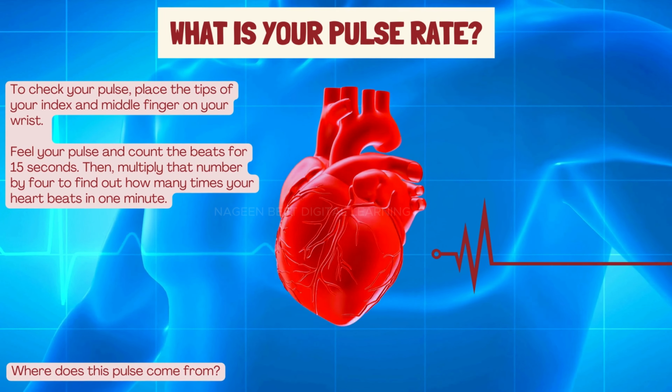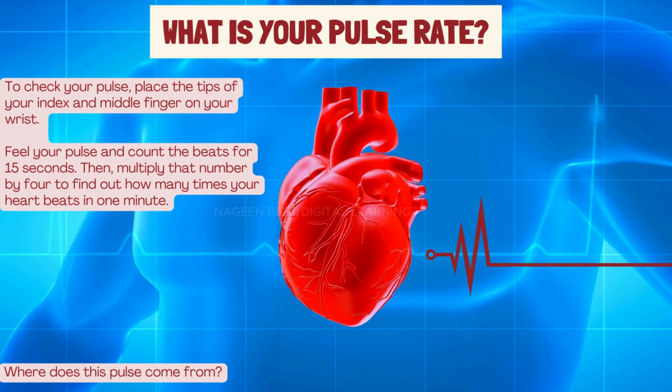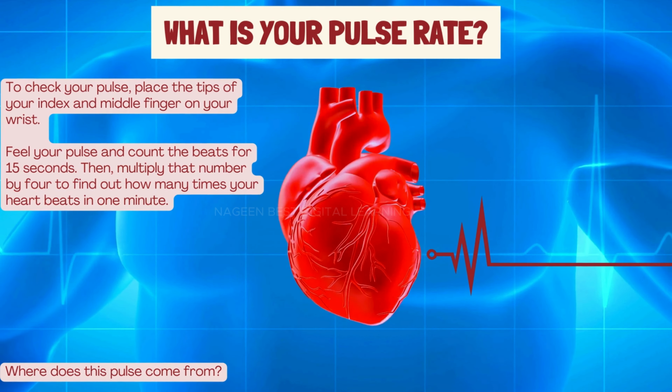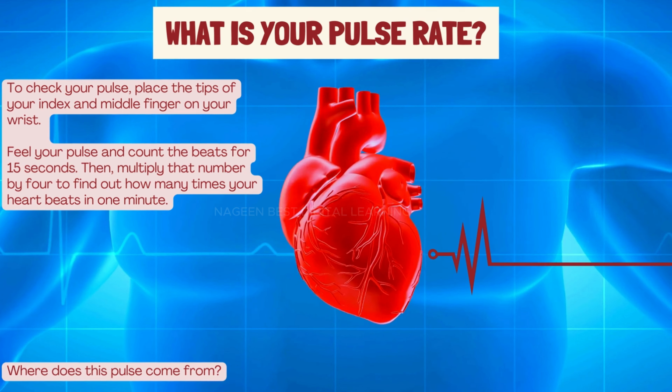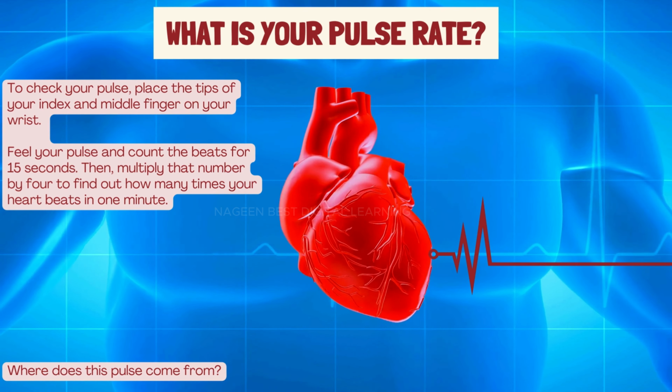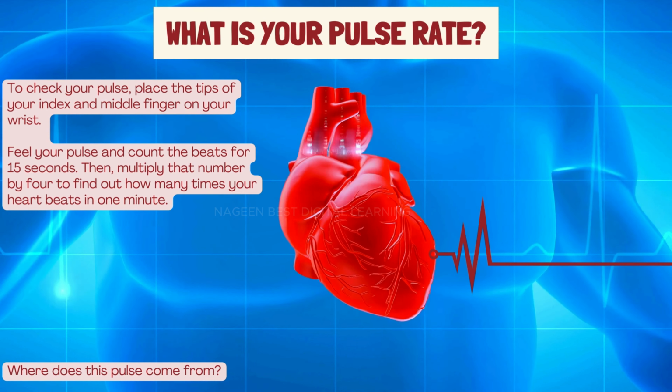To check your pulse, place the tips of your index and middle finger on your wrist. Feel your pulse and count the beats for 15 seconds. Then, multiply that number by 4 to find out how many times your heart beats in 1 minute. Where does this pulse come from?